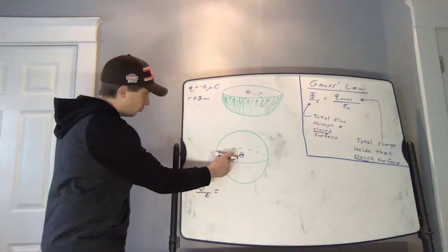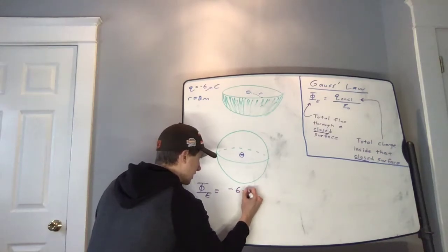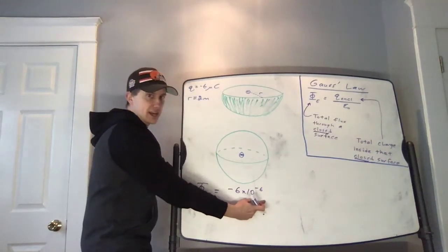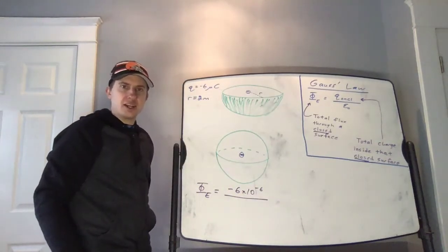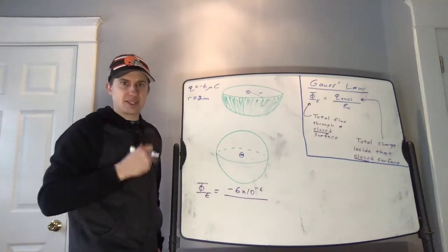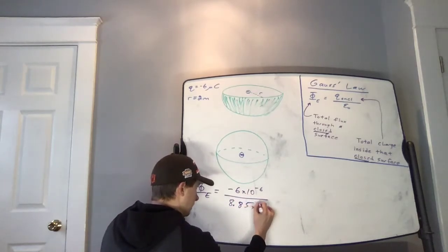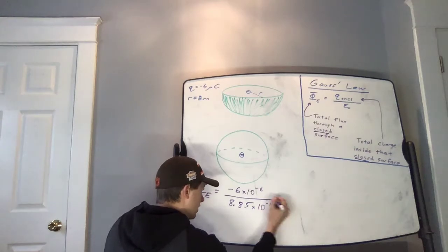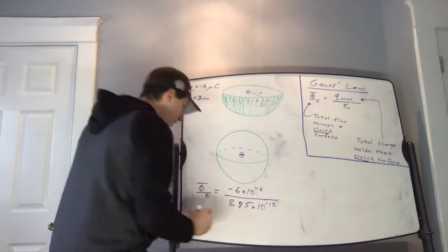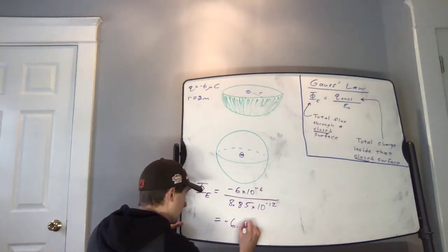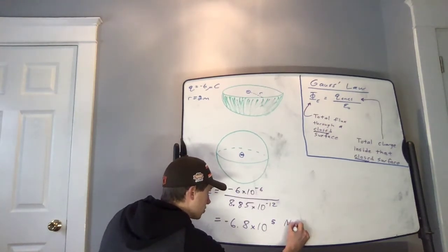We said this point charge is -6 microcoulomb, just like here. So I would have -6 times 10 to the -6, because microcoulomb, divided by a fundamental constant of nature. I go to the back of the book, look up epsilon naught, and it is 8.85 times 10 to the -12. When I put these numbers in a calculator, I find that the total flux through the entire sphere is going to be -6.8 times 10 to the 5. And the units of flux are Newton meters squared per coulomb.